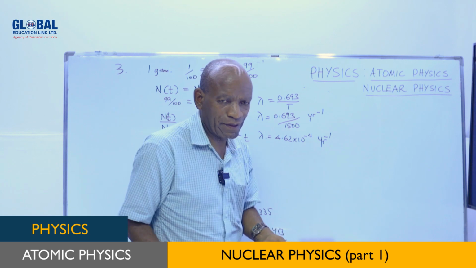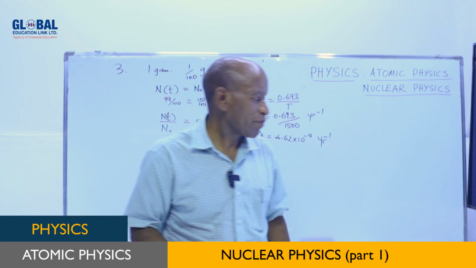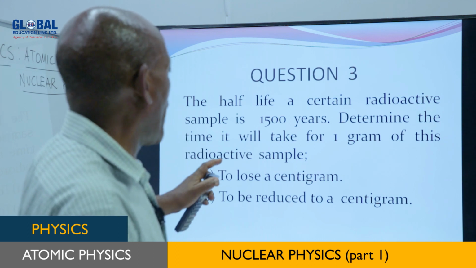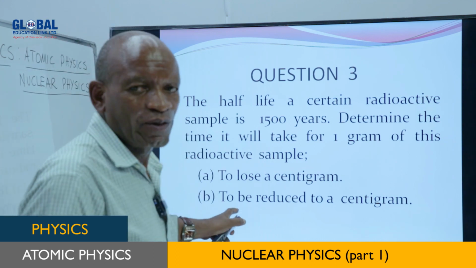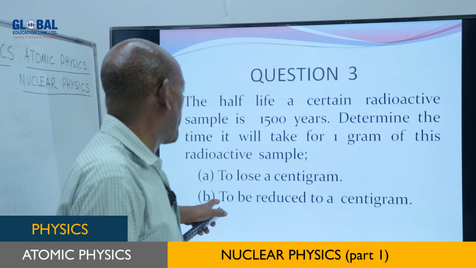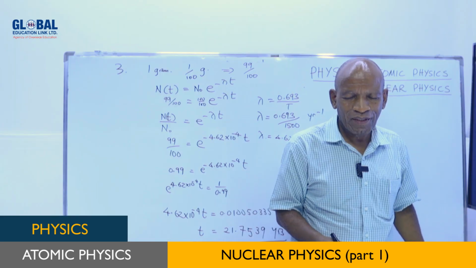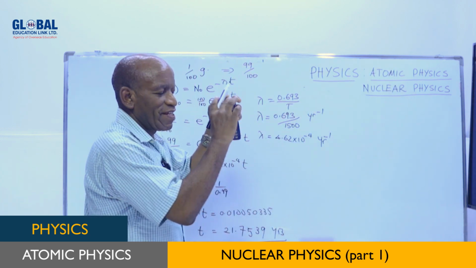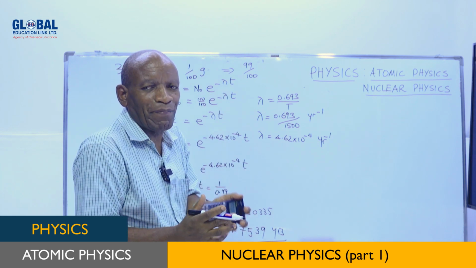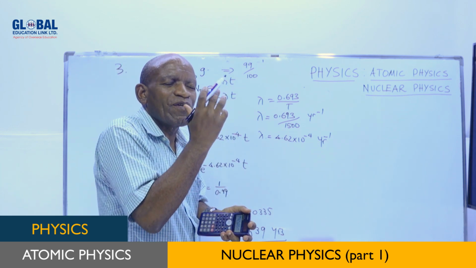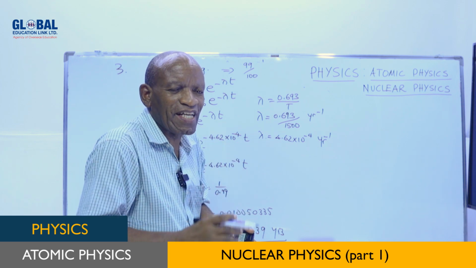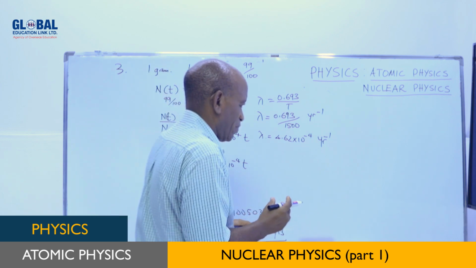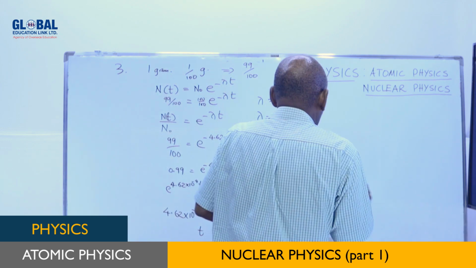This is part A. Let's go to part B. We are to determine the time it will take for 1 gram of this radioactive sample to be reduced to a centigram. What does it mean? It means that the sample which is originally present will decay until the sample which is left is just a centigram.